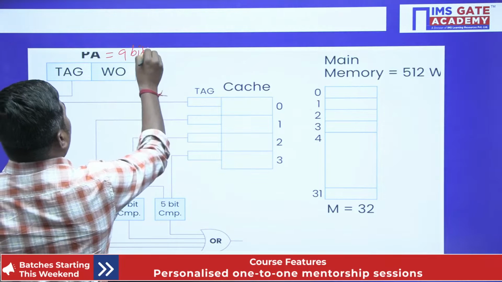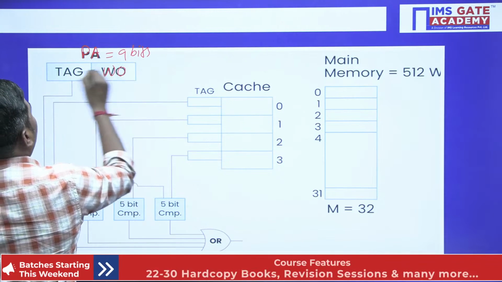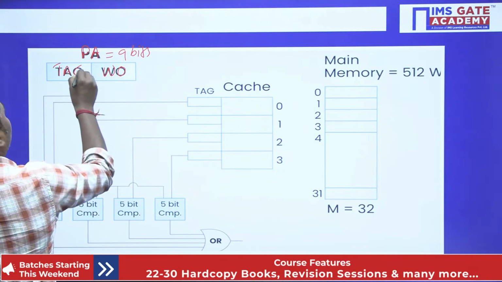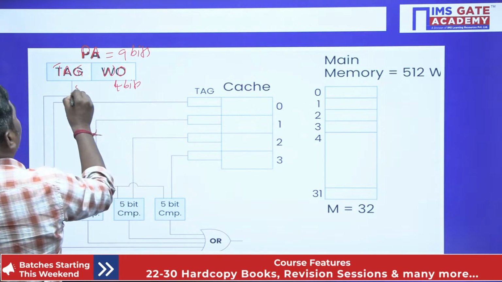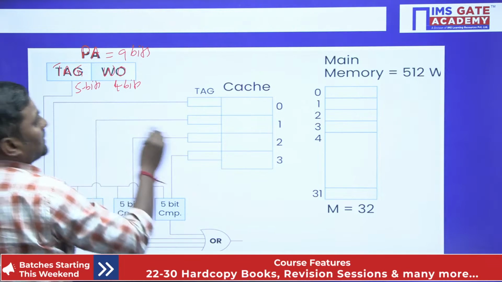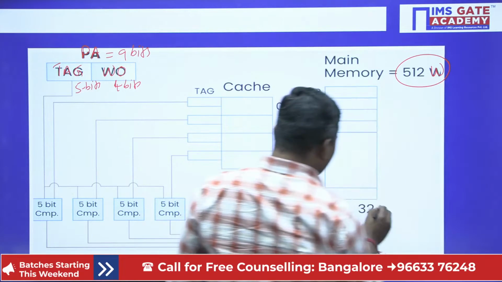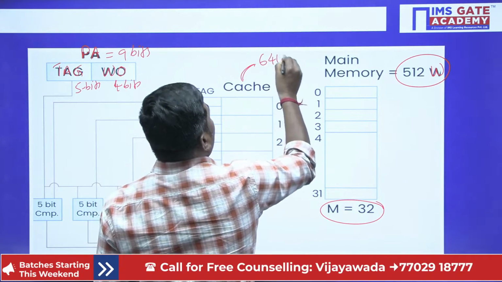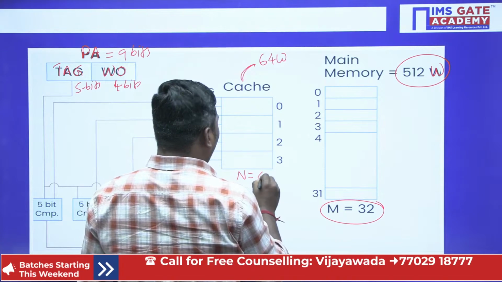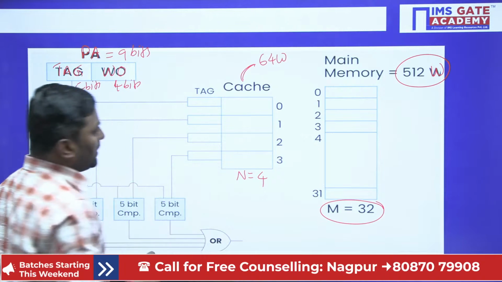This field is divided into 2 parts: word offset and tag. Word offset requires 4 bits. In the same example, the tag requires 5 bits. I have taken a 512-word main memory, with a total of 32 blocks. The cache memory size is 64 words, so the number of blocks is 4. So is 5 tag bits required? Yes.